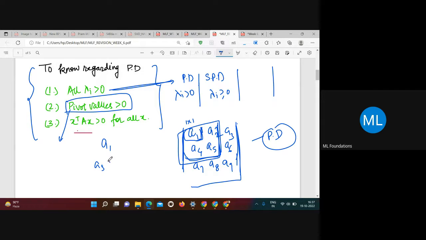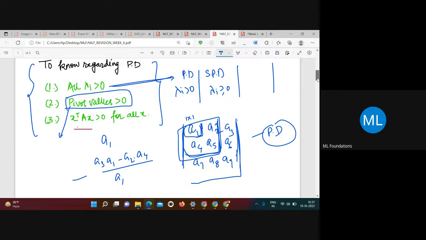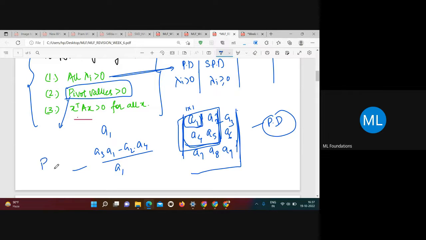A5 into A1 minus A2 into A4, divide by A1. This is what I was referring to as the pivot values. I don't know what I need to write, but maybe I read it from somewhere. So this is what I was referring to.